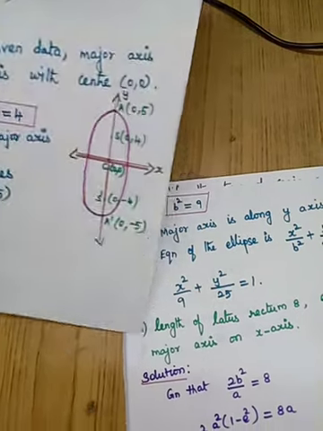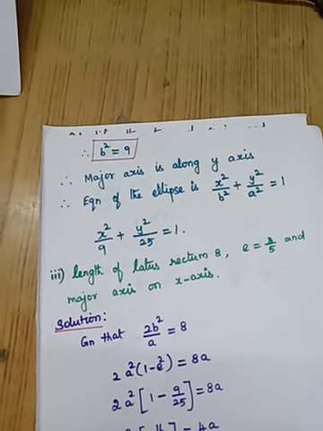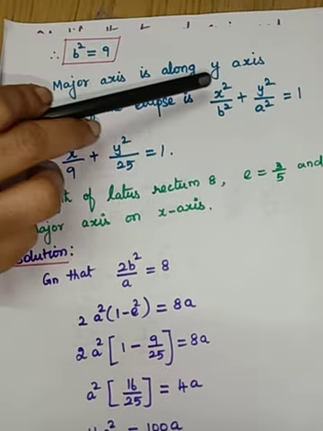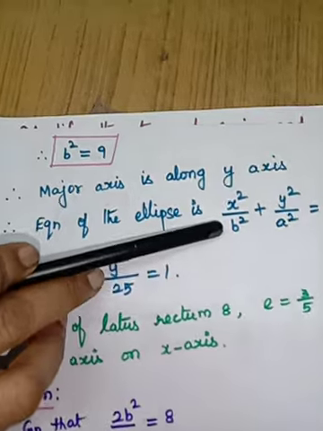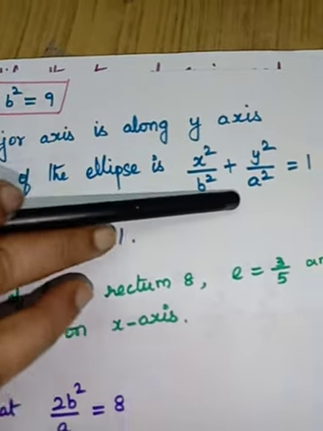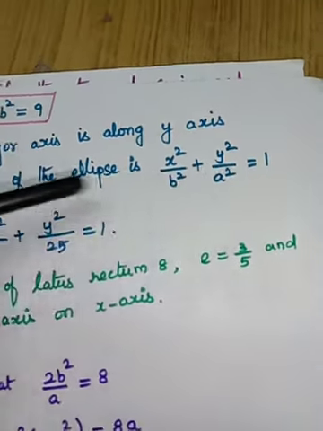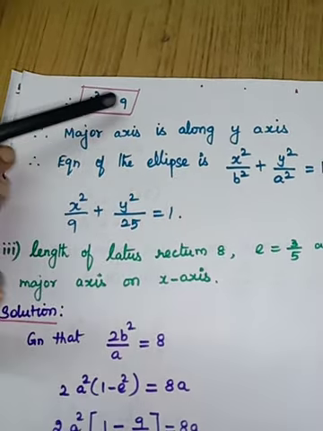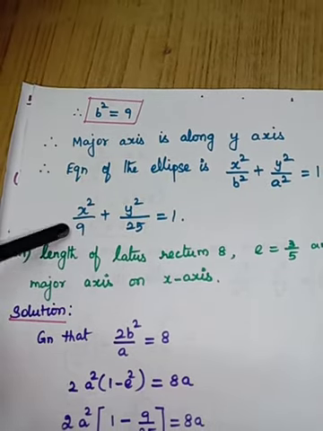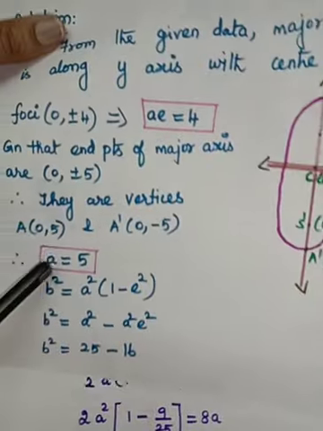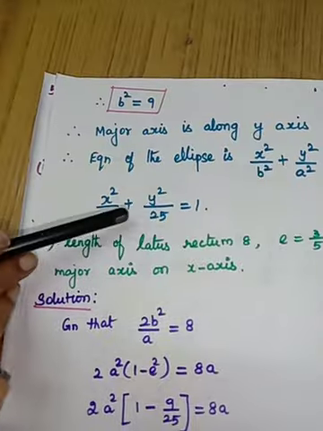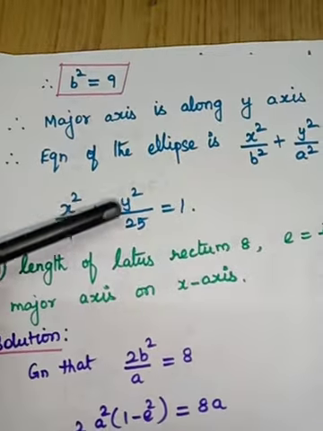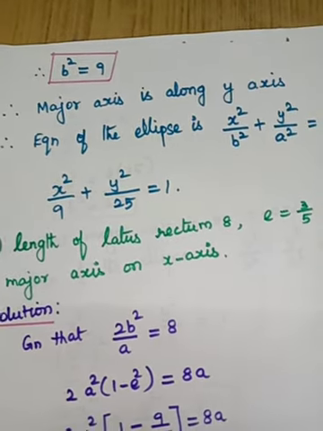We understood the major axis is along the y-axis. How will the equation of the ellipse become? x squared by b squared plus y squared by a squared is equal to 1. Here we have to substitute a squared and b squared. So b squared is what? It is 9, so I have substituted 9. What is a squared? We have found a as 5, so a squared here is 25. So the equation of the ellipse is x squared by 9 plus y squared by 25 is equal to 1.